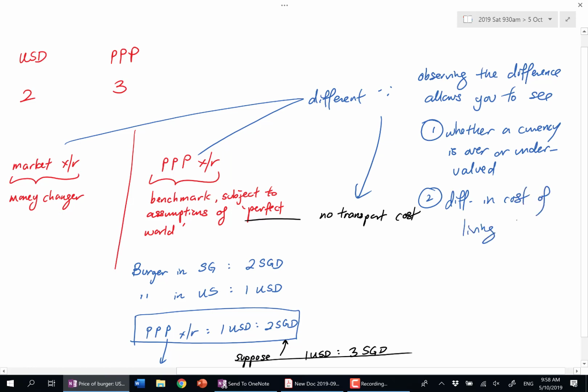The second one is a bit exaggerated. I'll tell you why later. Because you can't really tell cost of living by just looking at one burger. Ideally, it's not burgers, but a basket of goods you're looking at. Then it makes more sense to talk about cost of living.